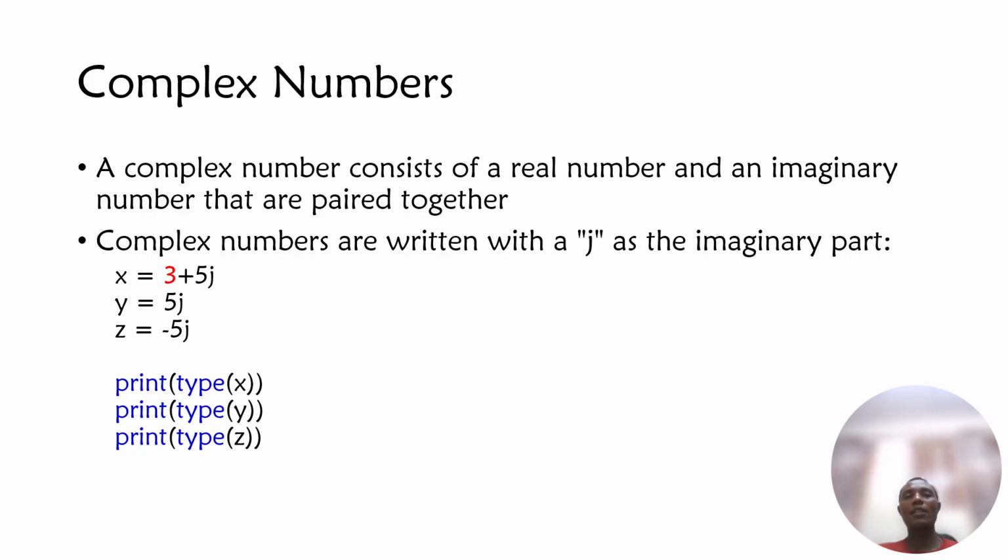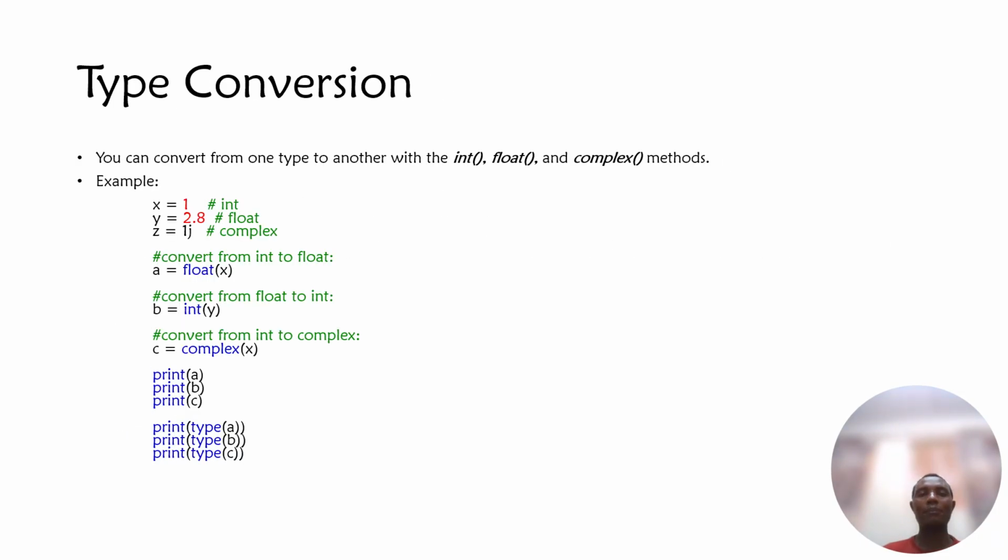Then the next numeric data type is complex numbers. Complex numbers are appended with a j. Complex numbers consist of a real number and an imaginary number that are paired together. Complex numbers are written with a j as the imaginary number. X is equal to 3 plus 5j, y is equal to 5j, z equals to -5j. If we print the data type, they are going to give us complex.